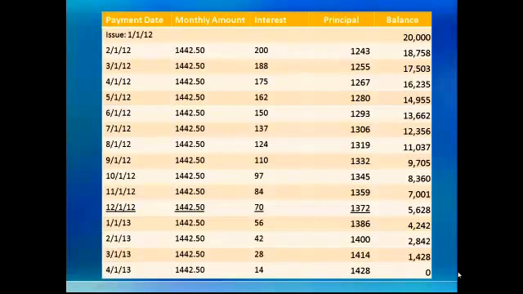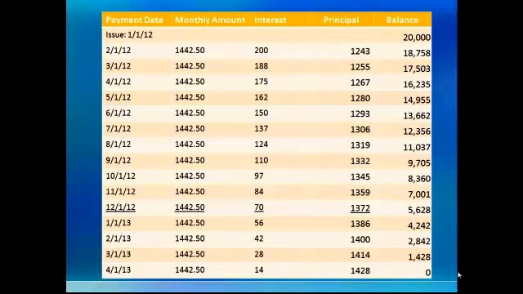Now if we go to the next month, when you go to March 1st, you're going to make the same monthly payment, the same $1,442.50, but notice the interest component, the amount of interest that you're paying has gone down. Now it's $188. The reason is because the principal went down. You're no longer being charged interest on $20,000, you're being charged interest on $18,758. So if you take $18,758 and you multiply that by 12%, and you multiply that by 1 over 12, you're going to get $188. So the difference, the $1,255, is going to go to reduce the principal. And that's exactly the way mortgages work for a house.